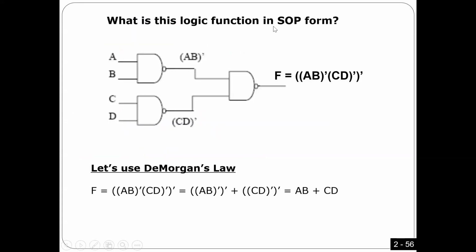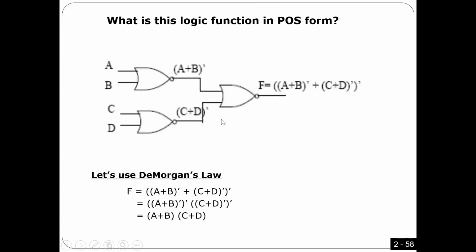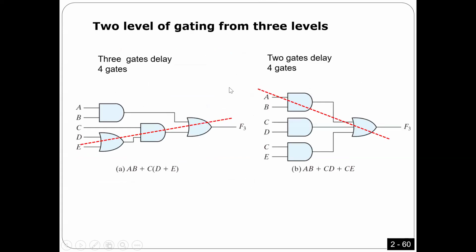So here I'm saying sum of product, you can put it in NAND this way. That means NAND is equivalent to AND-OR. So if you have AND-OR, NAND is the same. Same thing here for a product of sum. That's what I explained. So if you have NOR, OR-AND is the same thing. I can implement it using NOR.